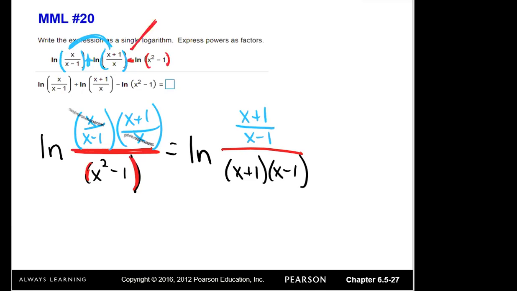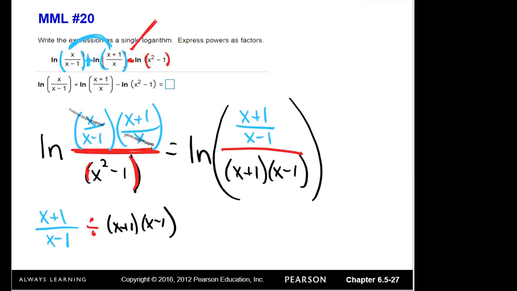Now here comes the fun part. Yes, I'm in log land, but it's the natural log of all of this, which is a polynomial in fraction land. So I have to rewrite this as, all right, I don't need the natural log right now. If you take the x plus 1 over the x minus 1, and you see the division bar as a division sign, you're dividing by x plus 1 times x minus 1. Well, in fraction land, when you divide fractions, you have to change the problem from division to multiplying by the reciprocal. So this is going to be 1 over an x plus 1 x minus 1. And now you can cross cancel this x plus 1 and that x plus 1.